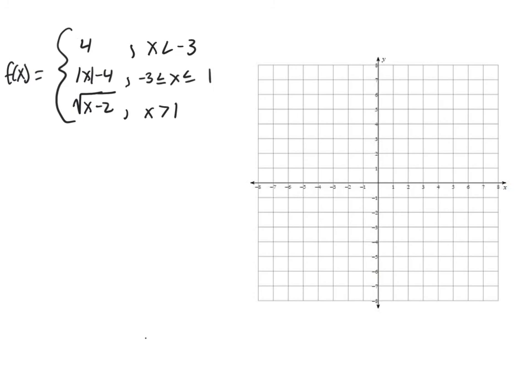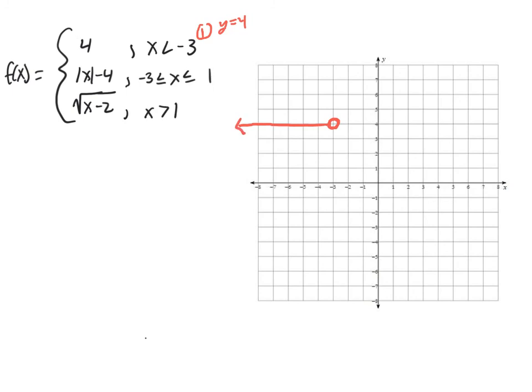Okay, second example. So we have 3 functions this time. First function, this is just the function y equals 4. So that's going to be our horizontal line, and we're doing that for x values strictly less than -3. So that means at -3, we're going to have an open circle here, and then for all values less than -3, our output value is going to be 4. So it's just this nice horizontal line here.